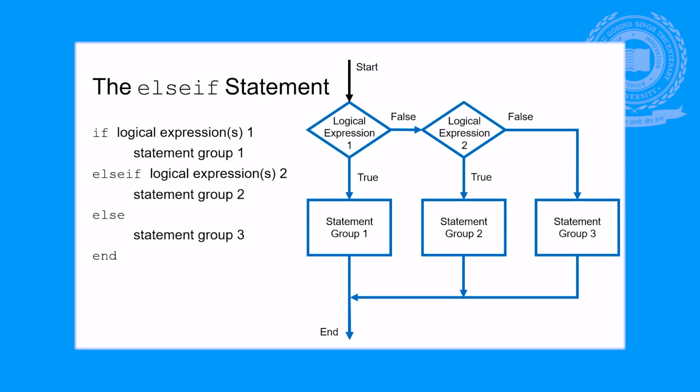So we start off our program again with an input and evaluate it with logical expression 1, and if true, then we evaluate statement group 1. Else if logical expression 1 is false, then we evaluate logical expression 2, and if true, then we evaluate statement group 2. Else if logical expression 2 is false, then we evaluate statement group 3 and end the program.